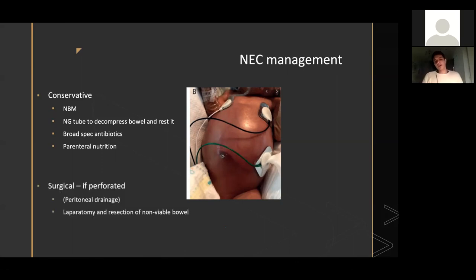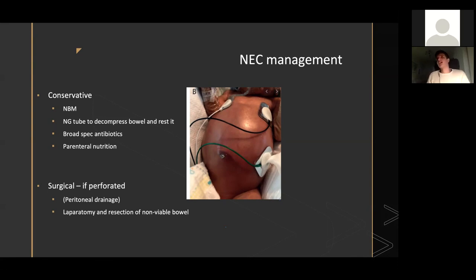Surgical. So if they perforate or you think they're failing medical conservative management, you need to deal with that. Peritoneal drainage is something I read about. I've never seen it done. I didn't even hear about it until I read about it last week, where you can do a peritoneal drain, but it actually has worse outcomes than a laparotomy.